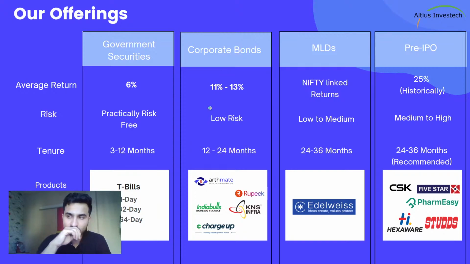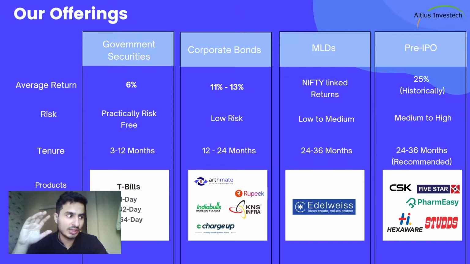We have listed a wide variety of corporate bonds on our platform. On average, a corporate bond would give you a return of 11 to 13%, depending on the risk profile of the issuer. Corporate bonds ideally have a low risk, and the tenure for the products that we have listed on the platform is on average 12 to 24 months.